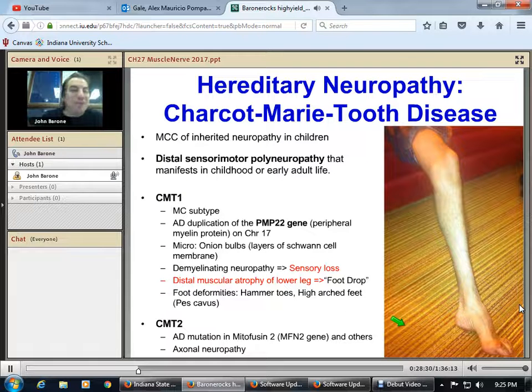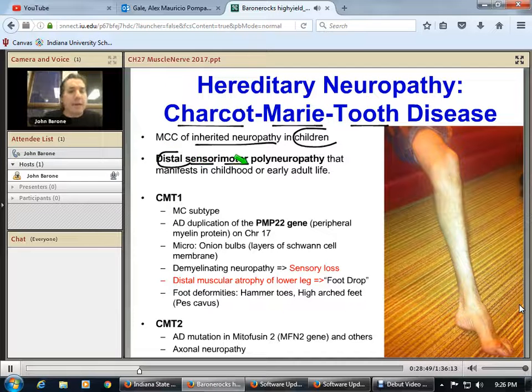All right, now this one is lower yield, but I want you to know it because it's the most common hereditary neuropathy. Hereditary, it's genetic. Hereditary neuropathy in children. And it's kind of cool. It's got 3 names, Charcot-Marie-Tooth. Pretty cool. So they often ask it because it's just an interesting disease.